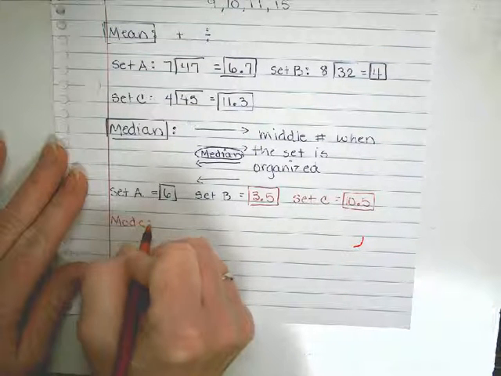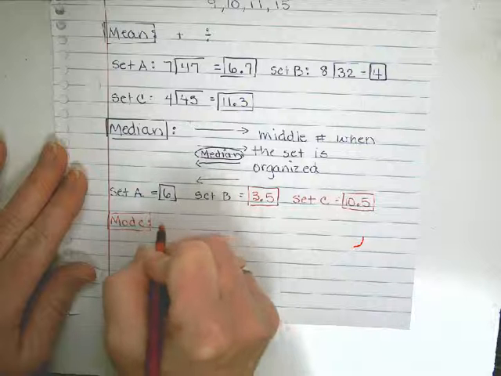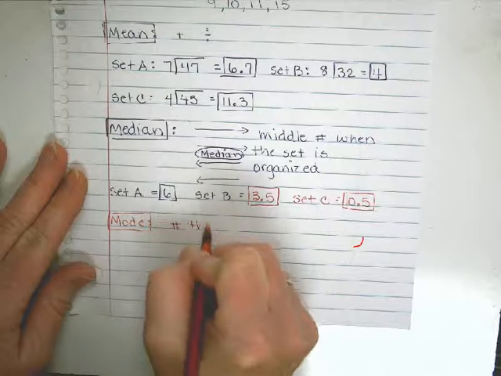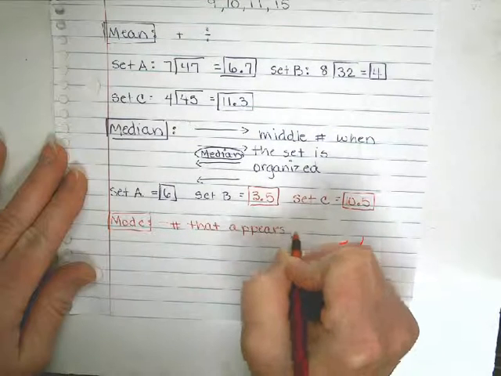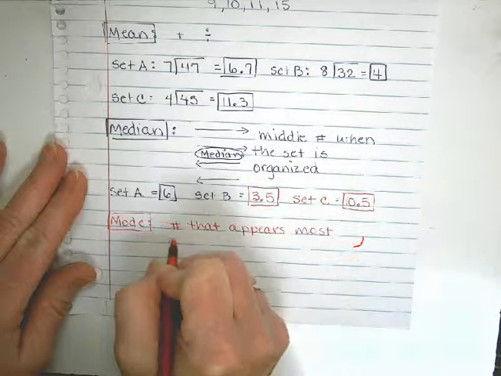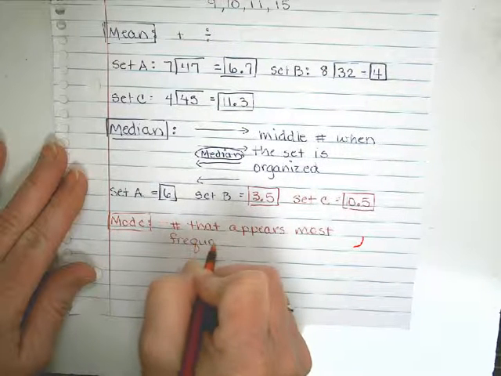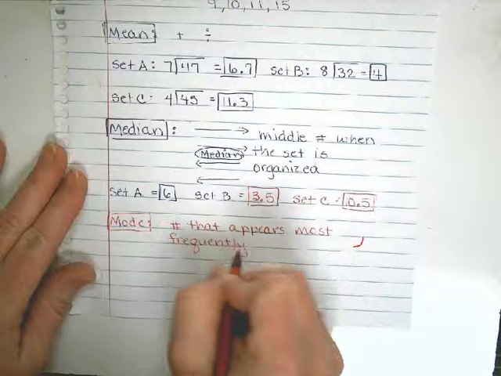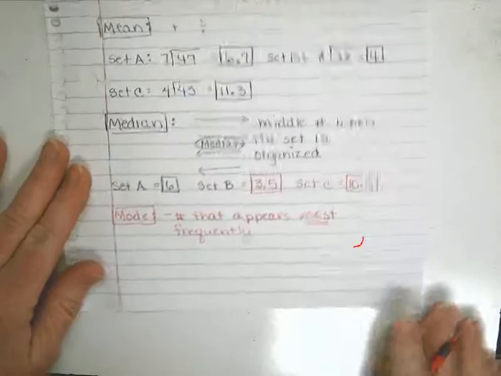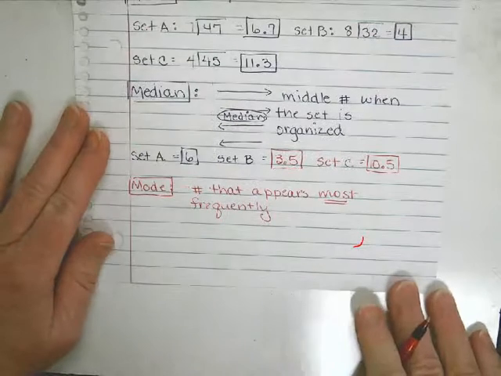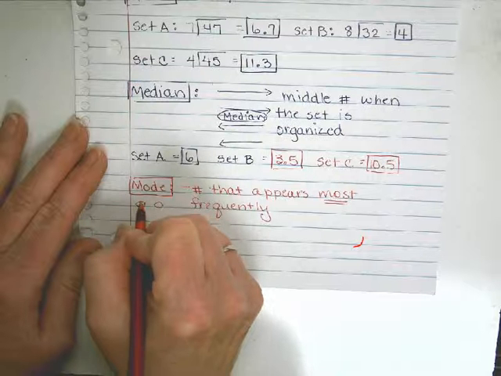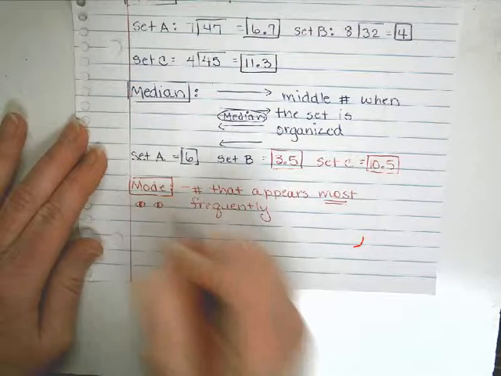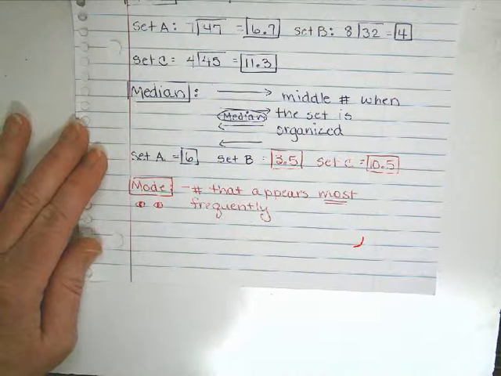Last thing, mode. Mode is the number that appears most frequently. And I like to underline the word most because most and mode go together. And then with my beautiful artistic ability, I'm going to put some eyes in here because for the most part, all you have to do is look at the set of numbers and you can find the mode. I want the number that appears most frequently.